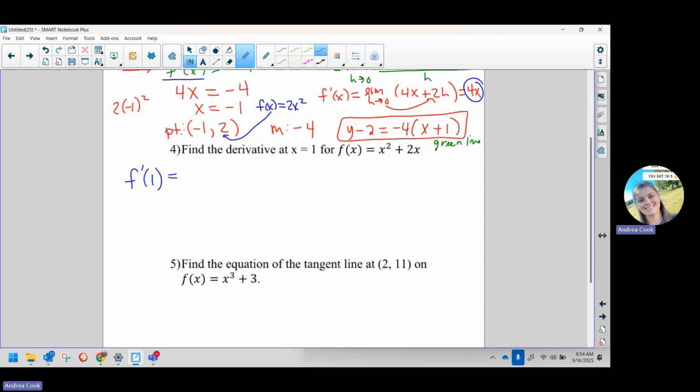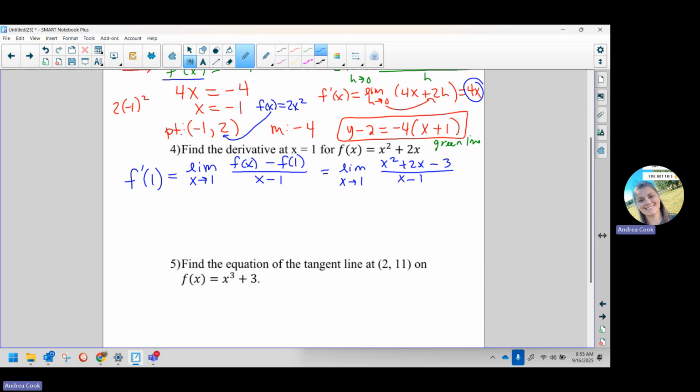Because it's at a number and not x, I'm going to use that alternate form, which is the limit as x approaches 1 of f of x minus f of 1 all over x minus 1. That is just the definition of derivative at a point. So now, f of x is this quadratic, minus, what is f of 1? Take 1 and plug it into f, and what do you get? 3, all over x minus 1.